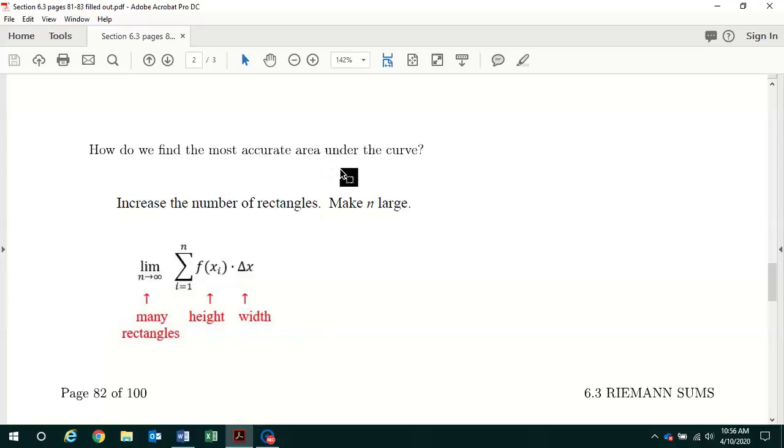more accurate estimate of the area under the curve. Ideally, we increase the number of rectangles without bound. If we take the limit as n goes to infinity, increasing the number of rectangles without bound, then the Riemann sum will equal the area under the curve and above the x-axis exactly.